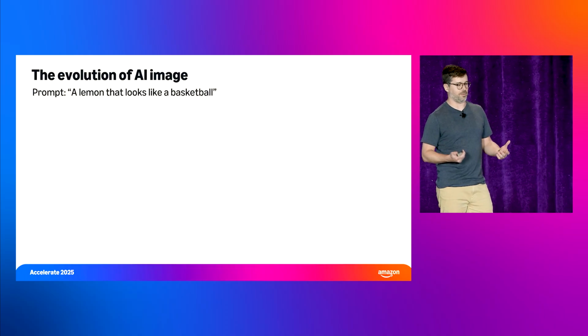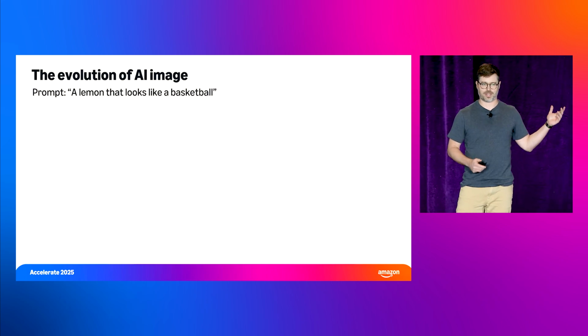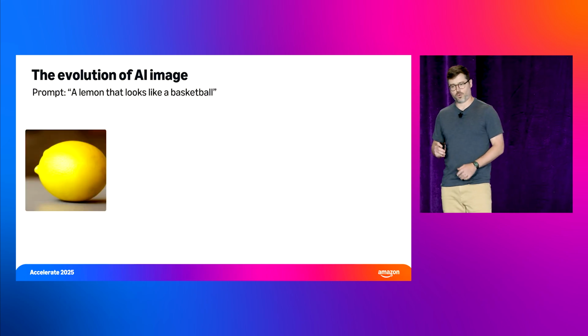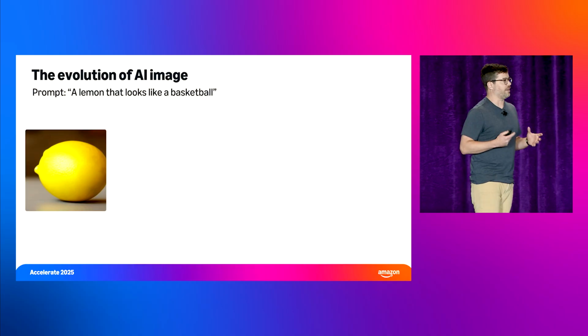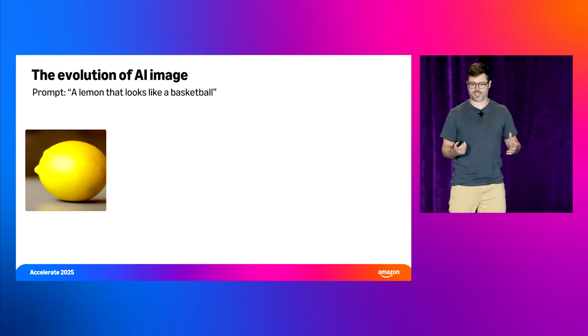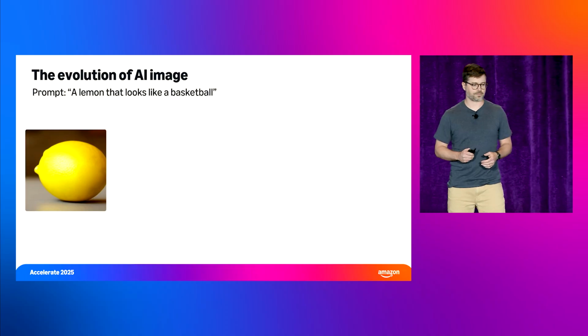And one test that we've been running for years is to ask image models to create a lemon that looks like a basketball. In 2023, when we started this journey, these models couldn't execute this kind of novel concept. You would just get a lemon, and it wasn't very useful if you wanted to make a really creative ad.